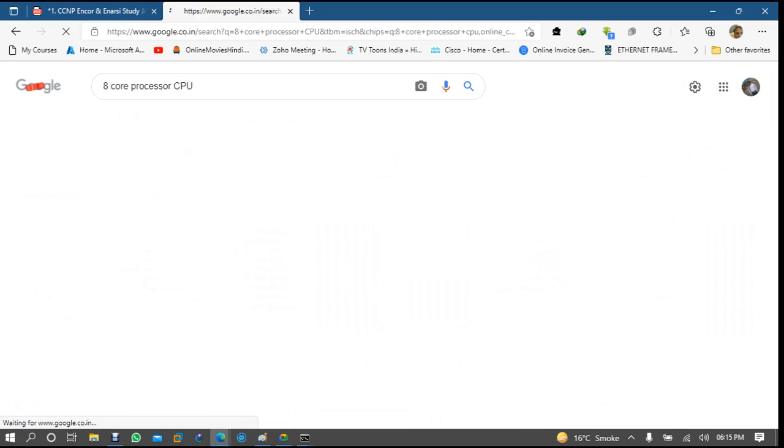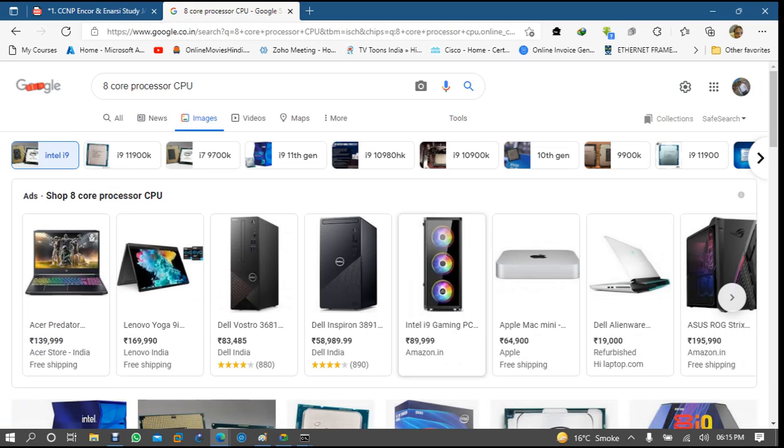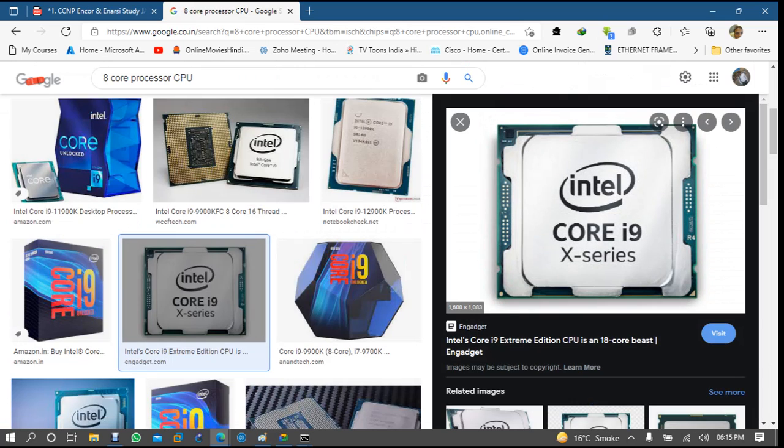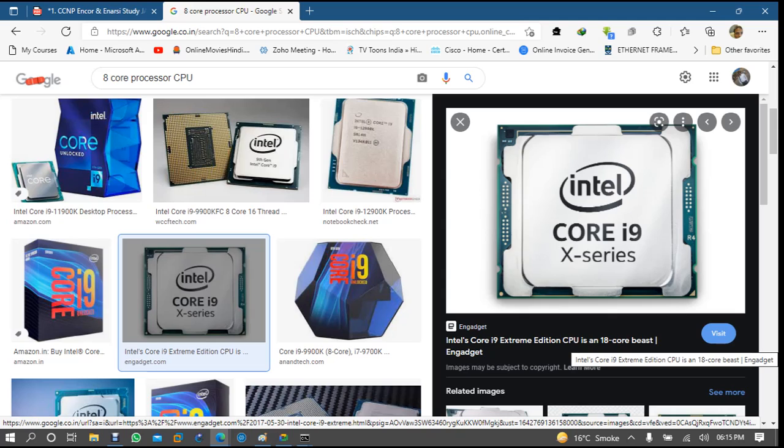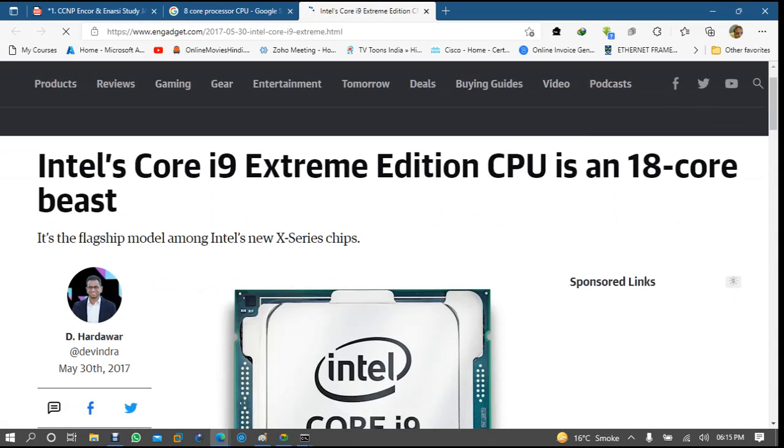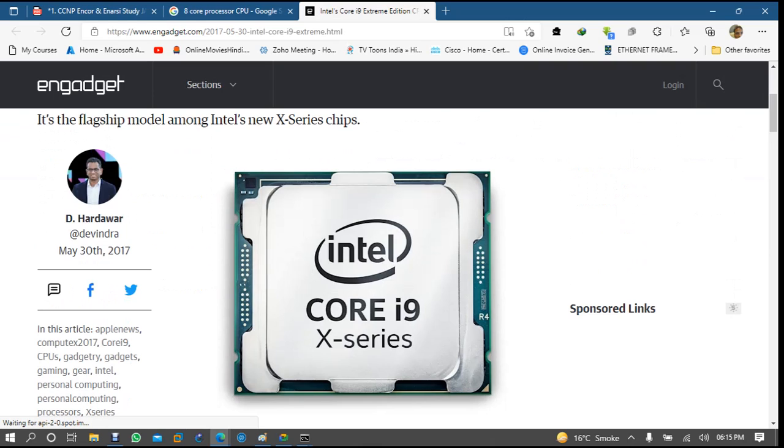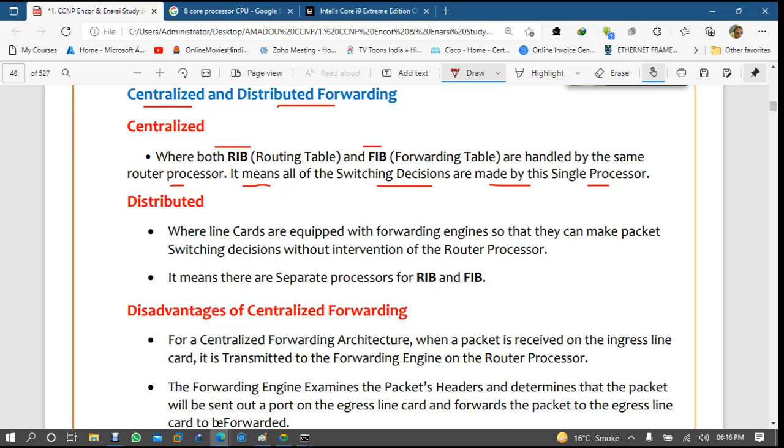Can you read here, 18 core. So this is a single processor, but inside that single processor you will find multiple cores, meaning multiple small processors. So Cisco also thought that, instead of having a single processor, we can have multiple processors inside a single processor. That's why dual core, 4 core, 8 core processors started coming, and then we came with new technology like Core i5, Core i3, like that.